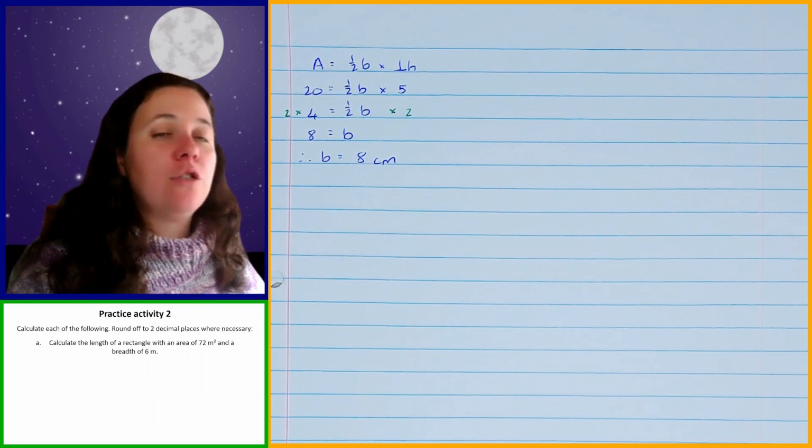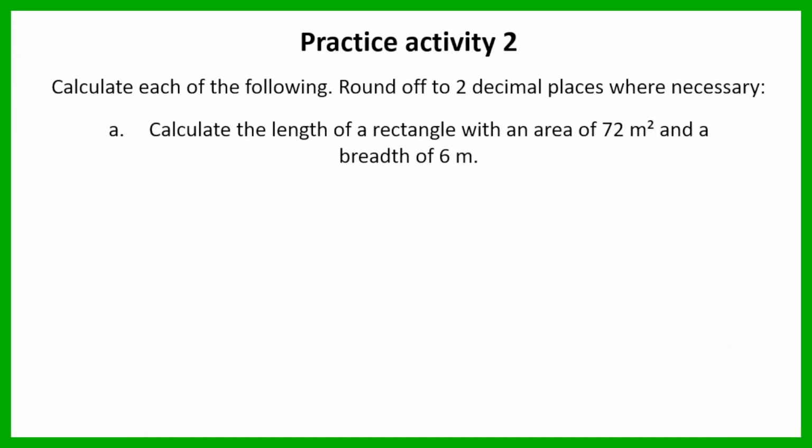Here's the first one you're going to do. It says calculate the length of a rectangle with an area of 72 meters squared and a breadth of 6 meters. I'm going to give you 1 minute to work on this question.